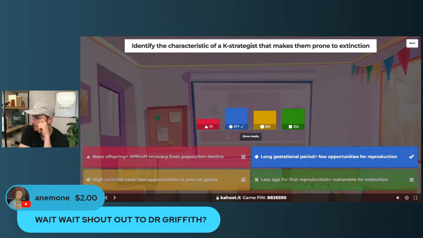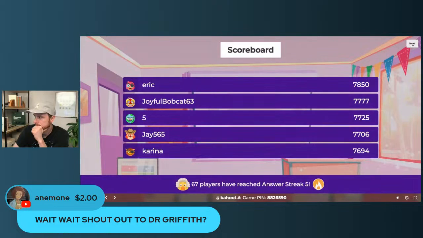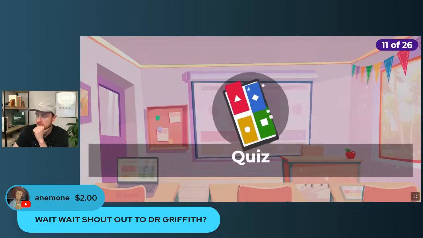Long gestation period equals few opportunities for reproduction. This is a better pairing because if you have a really long gestation period, that does typically mean you're going to have few opportunities to reproduce because you're spending so long gestating or caring for the organism inside your body if you're a mother K strategist. So that one was tricky. Late age for first reproduction doesn't necessarily make you vulnerable to extinction if you're getting a lot of parental protection. So that was a tough question.